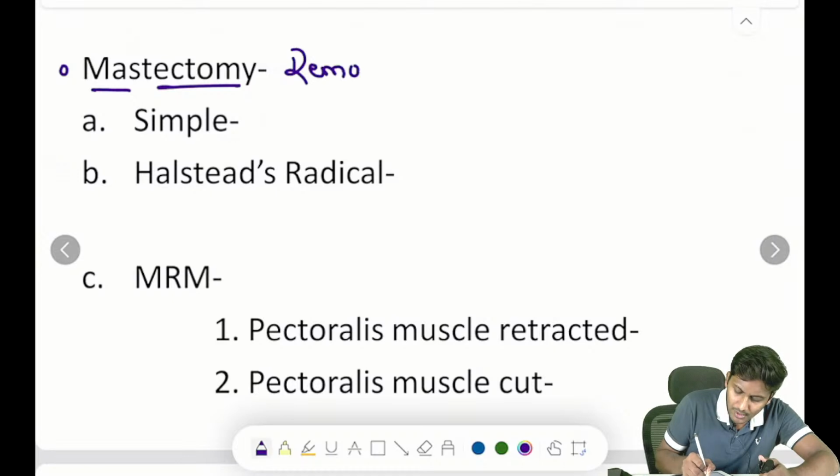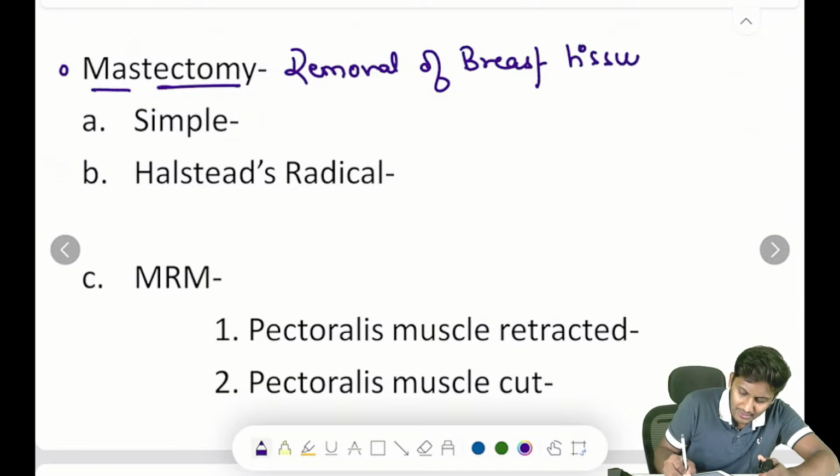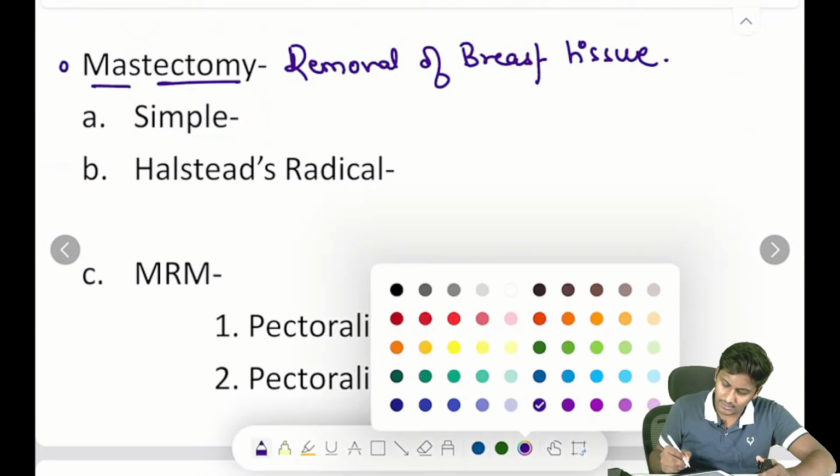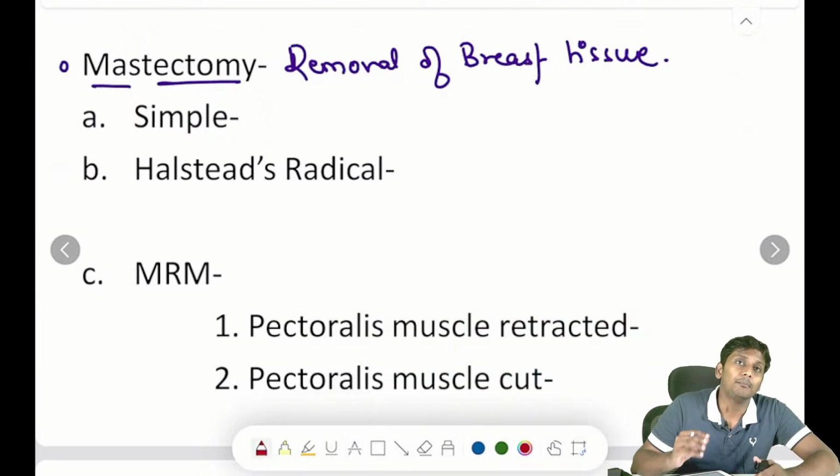So you have to remember, mastectomy is nothing but the removal of breast tissue. Now there are various types of mastectomy that you have to remember. The first one is called a simple mastectomy. If breast conservation surgery cannot be done in a patient due to some contraindication, we go for the second option, and that is simple mastectomy.